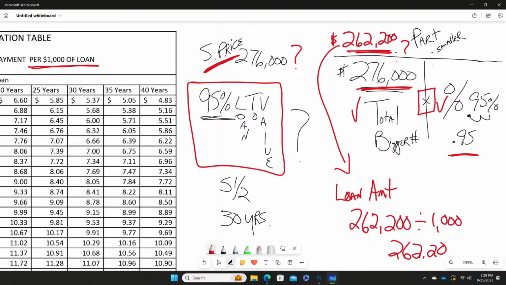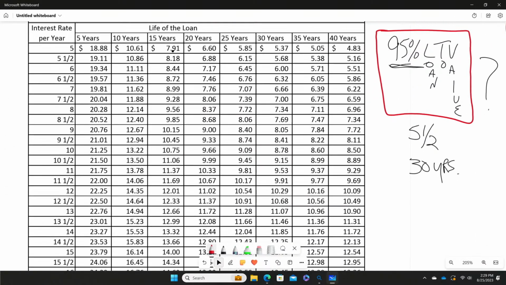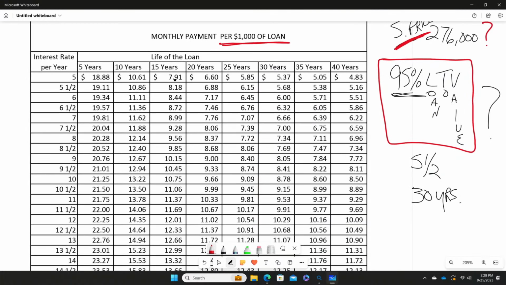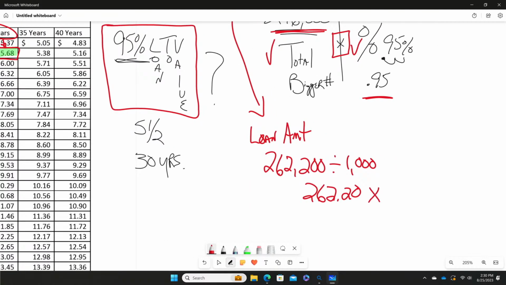So back to the exam. I hope you haven't left me, because 262.20, and so remember, this was 5.5%, 30 years. So we're going to go 5.5%, that's right there. 30 years is right there. If I come over here and I come down, it's 5.68. I can highlight that. 5.68. And that is what we are going to multiply this by, because it was per 1,000, right? That's the loan amount.